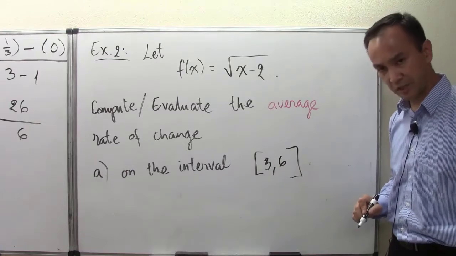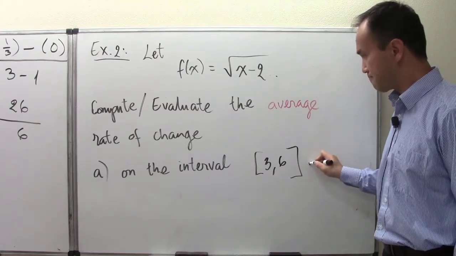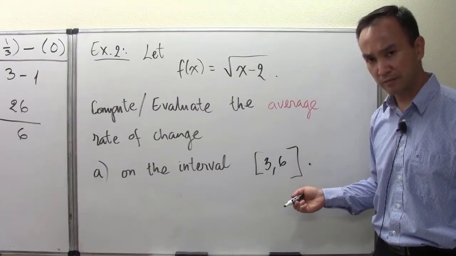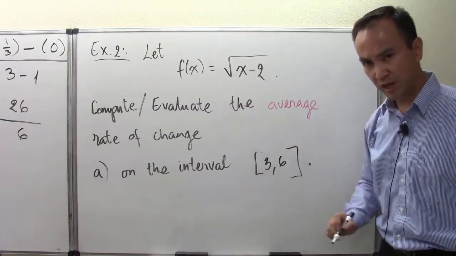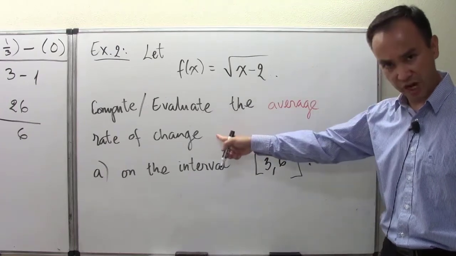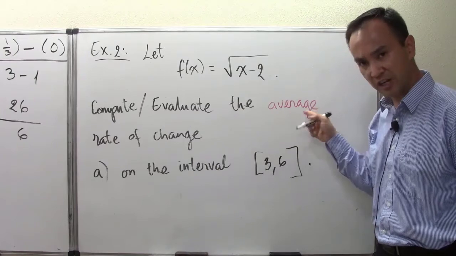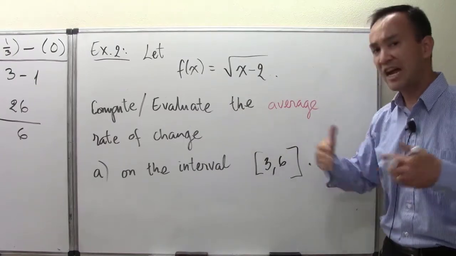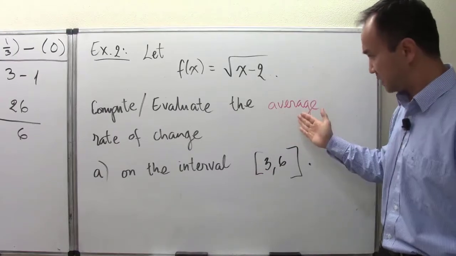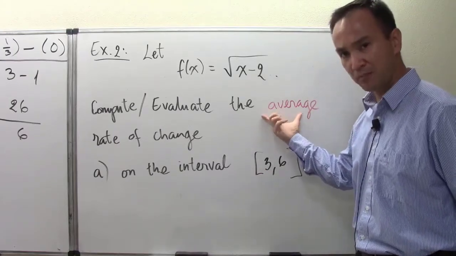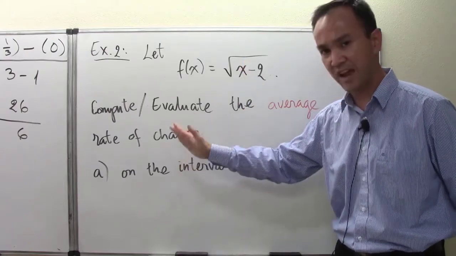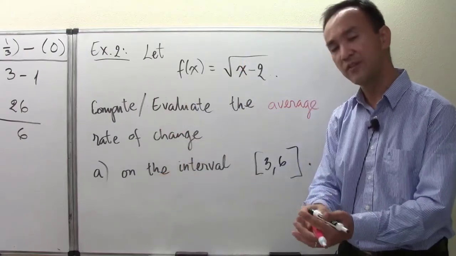Okay, 3 to 6. So what is the difference between this problem in example 2 and the problem in example 1? Well, obviously we're working with a different function, but here I wrote that term average rate of change, and I put that term average here in red ink to catch your attention that from now on throughout the rest of the lecture I will use this term a lot. But really, the way we're doing this is exactly the way we have been doing throughout the previous examples.